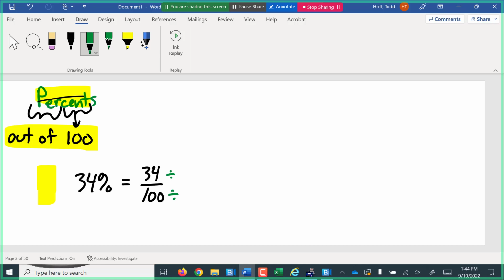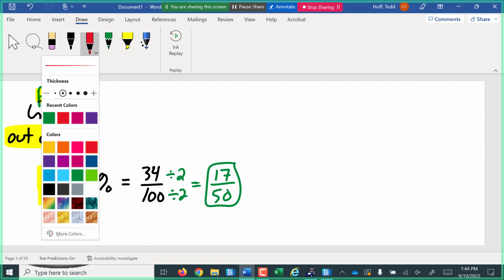34 and 100 can both divide by 2. Good. 34 divided by 2 is 17. And 100 divided by 2 is 50. Good. So 17 out of 50.